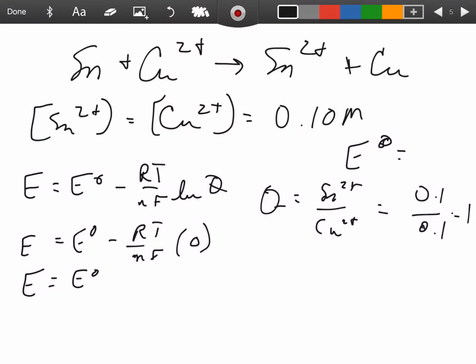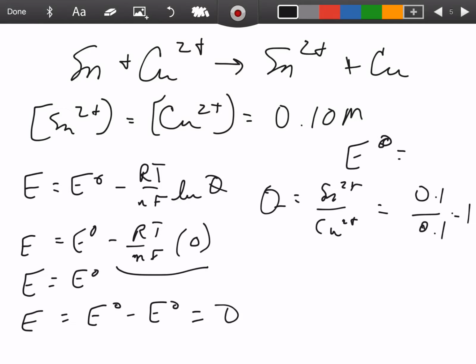Just like we saw with the copper and the zinc, as the tin 2 plus increases and the copper 2 plus decreases, eventually the tin 2 plus gets so high and the copper 2 plus gets so low that Q becomes a significant value such that this whole ending piece over here is equal to E0, and then E will become equal to E0 minus essentially whatever that value is for RT over NF, and it will equal E0, so you end up with a potential of 0 volts, just like we saw with the copper zinc system before.